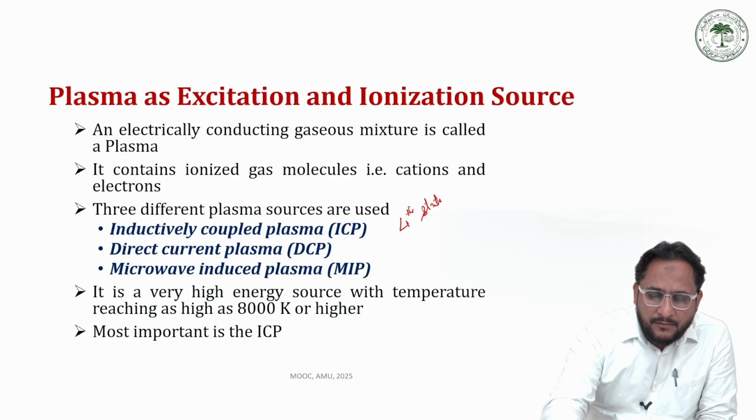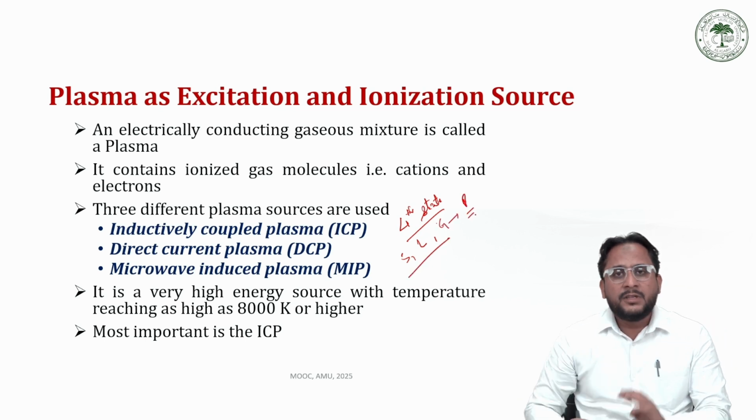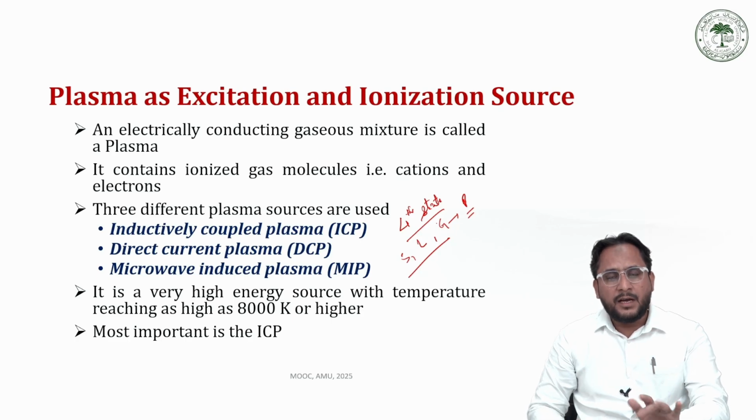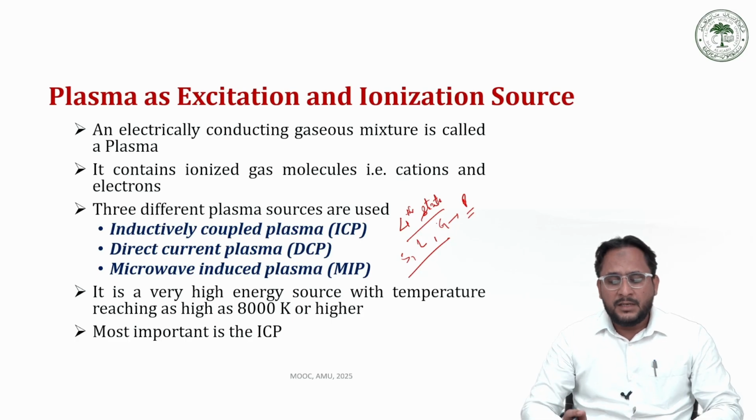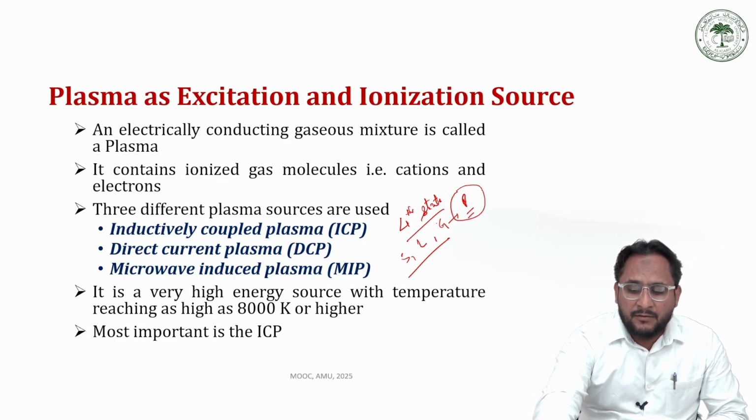Till then, we have studied only three states: solid, liquid, and gaseous. But plasma is the fourth state, although according to physics there are five states: solid, liquid, and gas, three states. Then we have plasma, which is a very high temperature state where we have ionized gas.